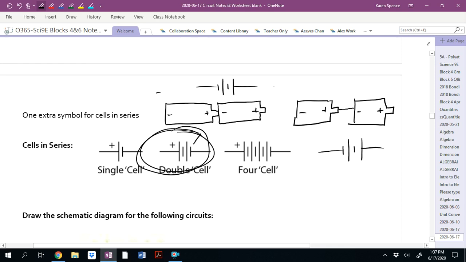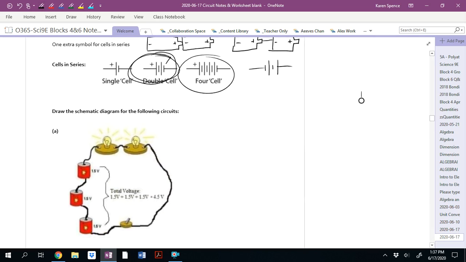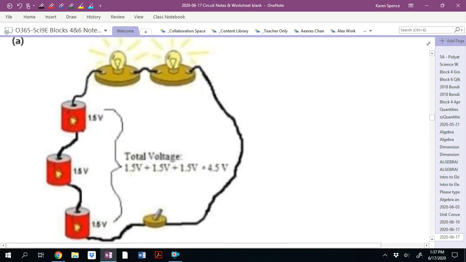And if I had 4 batteries all in a row, I would draw it like that. I just make sure I put my negatives and positives on the correct side for how the picture is drawn. Okie dokie. So let's practice a few of these before I send you off on your own.